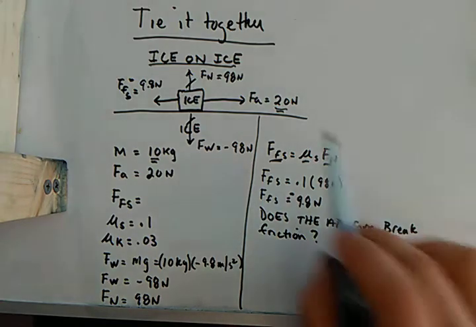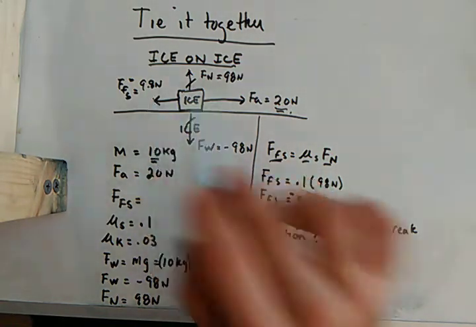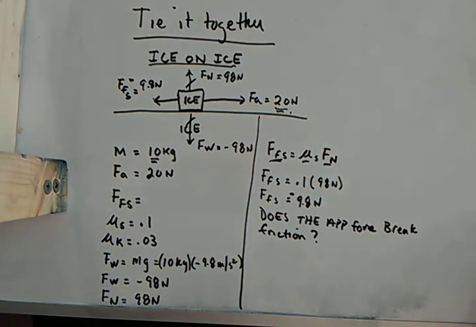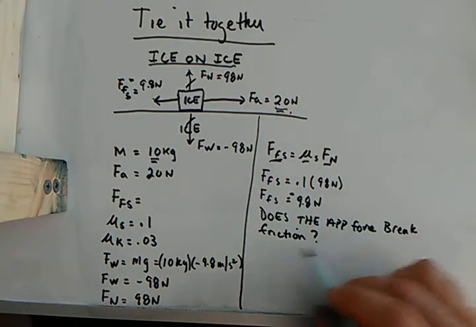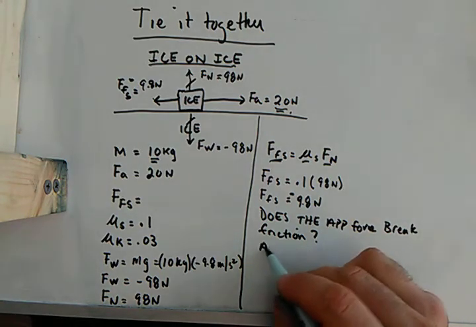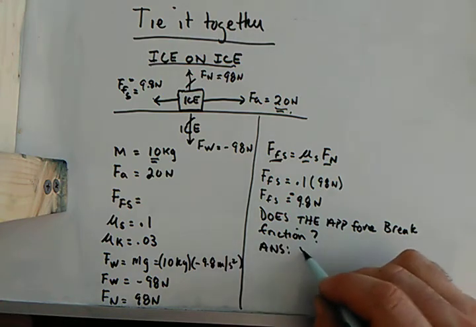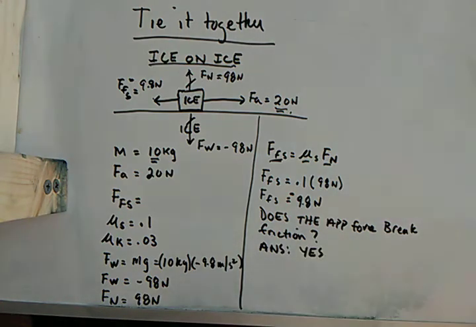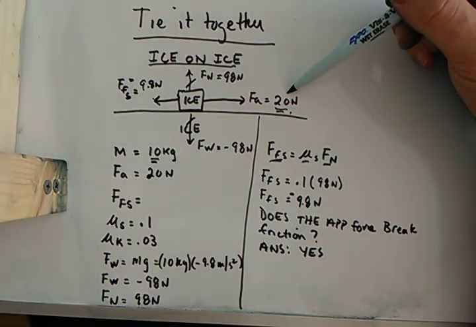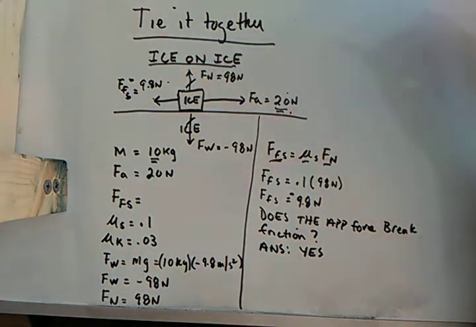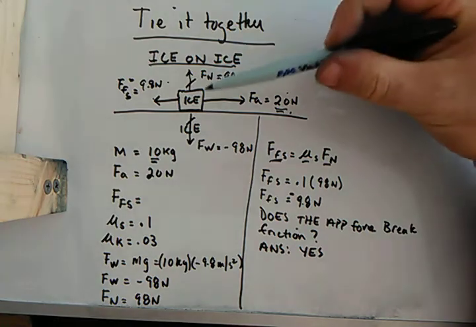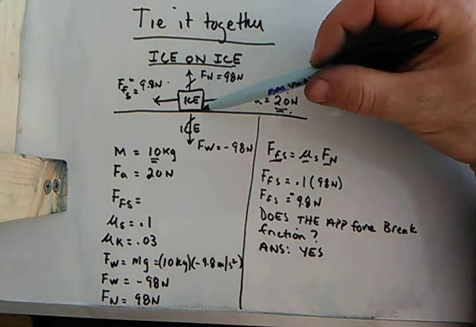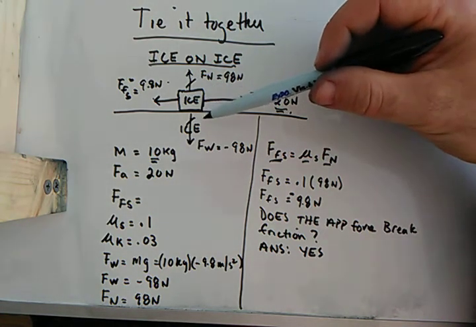Well, look, applied is 20, frictional force is 9.8. Yeah, it does. Answer: yes. Now, that's all you need to know in this first part, that the applied force definitely breaks friction. But once it breaks friction, what happens to the ice? You got it. It moves.